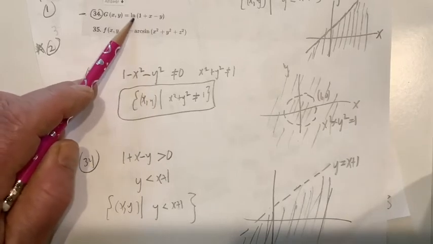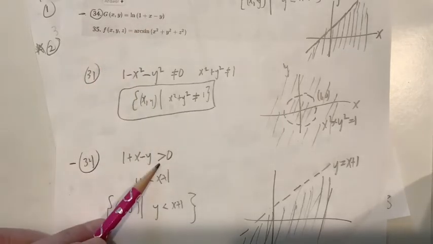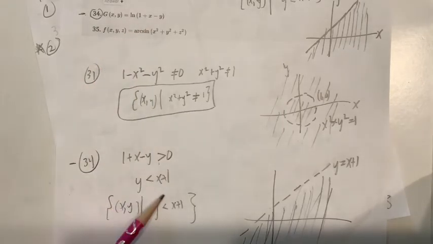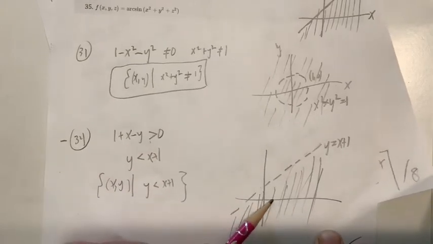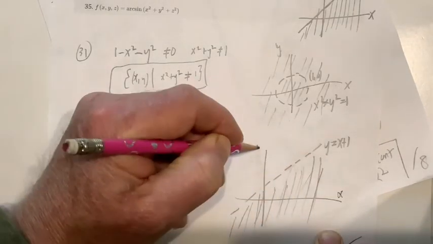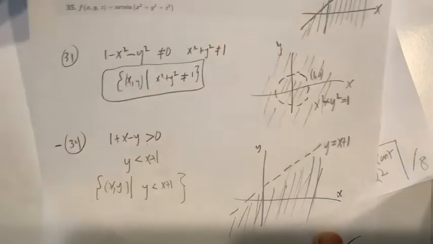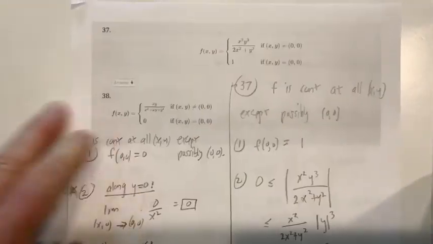This is going to be defined everywhere except where what's inside is negative. What's inside has to be positive. That's what I'm trying to say. So if this has to be greater than 0, that means y has to be less than x plus 1. So the domain would be the region in the xy plane that's below this line, y equals x plus 1. It does not equal the line, right? It's a dotted line. Okay, almost done.